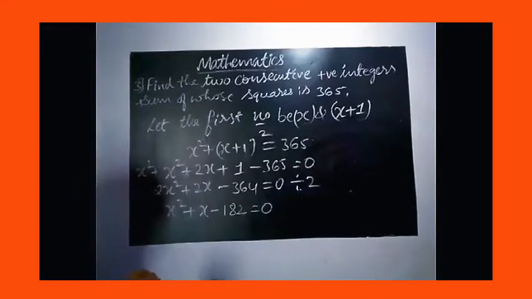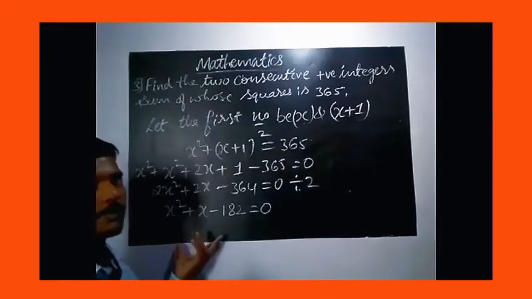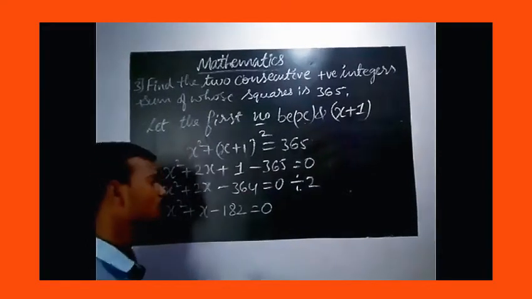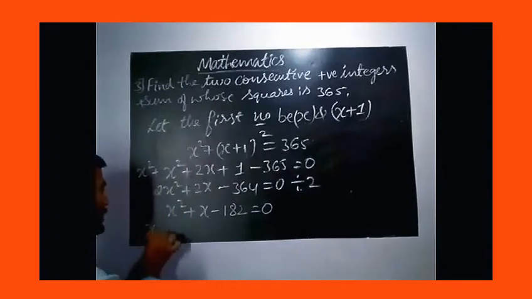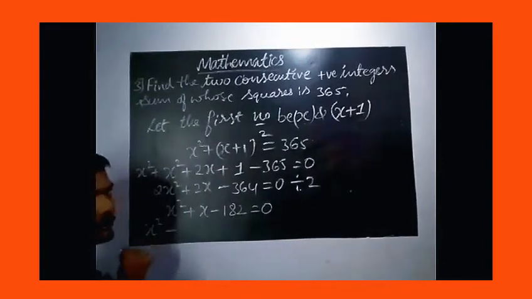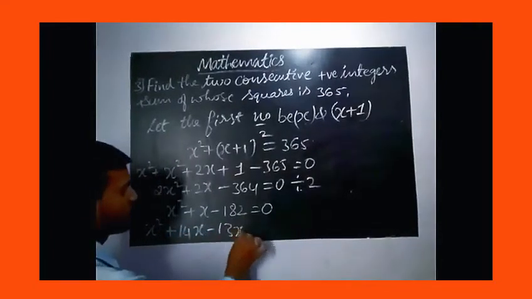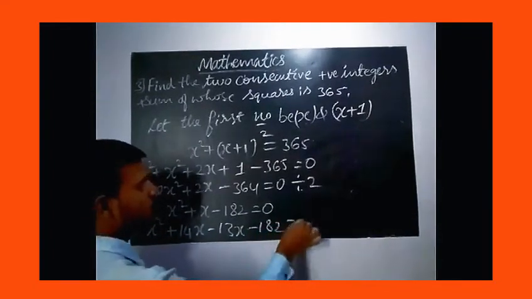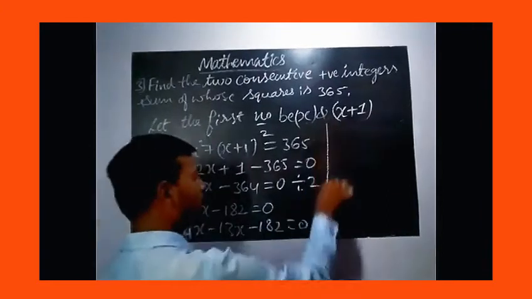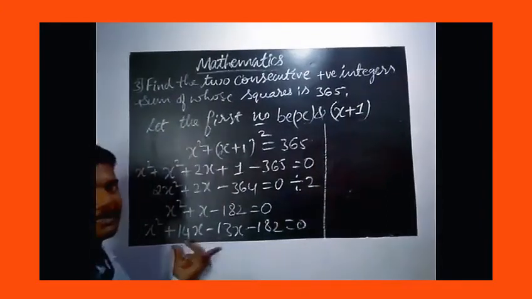Now we can find the roots for this quadratic equation by the method of factorization. What will be the roots? x square plus 14x minus 13x minus 182 is equal to 0. When we factorize this, we will get these roots.